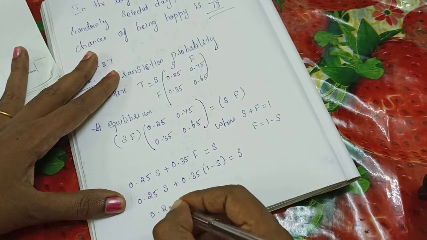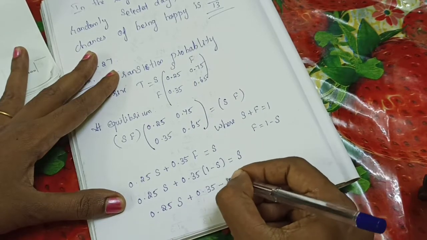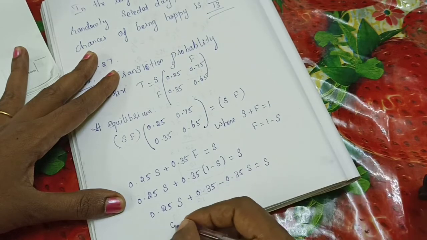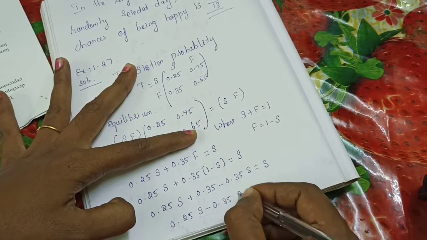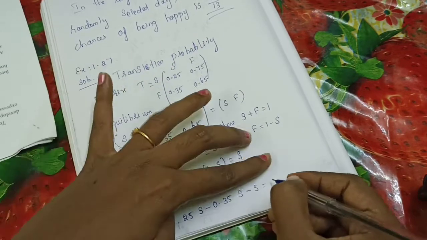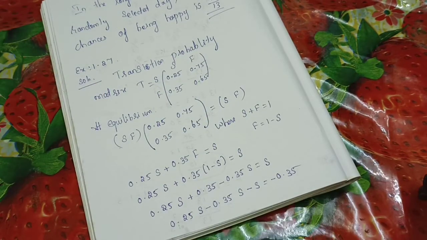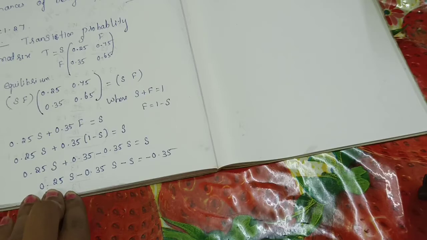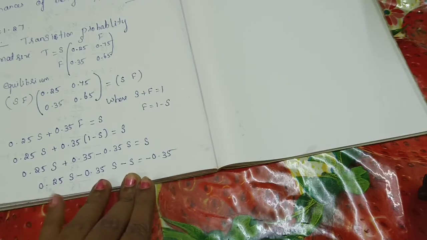So 0.25 into S plus 0.35 minus 0.35 into S is equal to S. Then 0.25 into S minus 0.35 into S minus S is equal to minus 0.35. Understand? Okay. Now you can add this. That is 0.25 minus this one. Is it right? So if we subtract, you will get the answer.